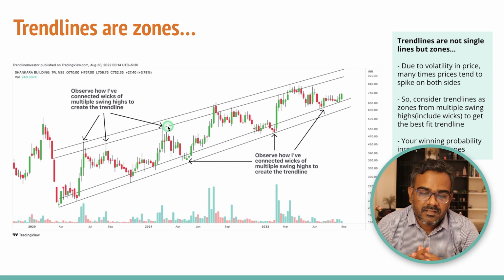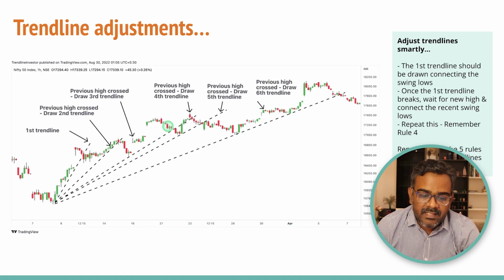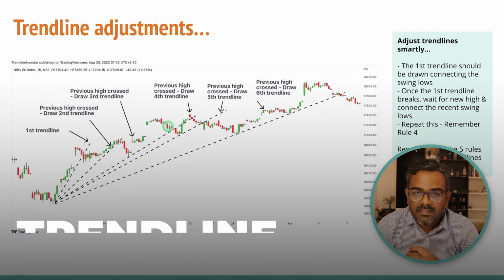So always consider wicks. Many people say you don't have to consider wicks. No, that's not right really. You need to consider wicks, but consider them as zones and not single lines. Okay. Now the next thing I wanted to show you is how do you adjust a trend line.